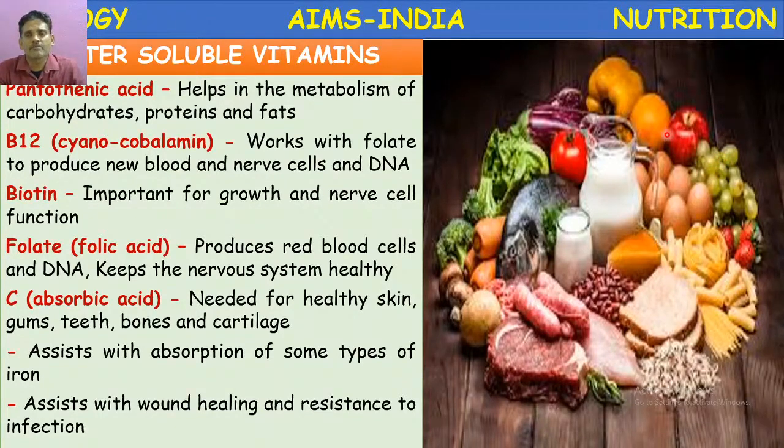And the remaining B complex vitamins are present in whole grains, bread, fish, milk, meat, liver, and all the different types of fresh green leafy vegetables, which are rich in these water soluble vitamins. So children, what are water soluble vitamins?